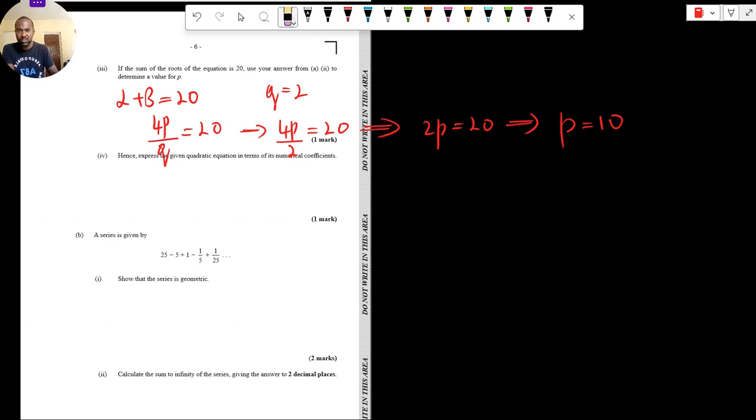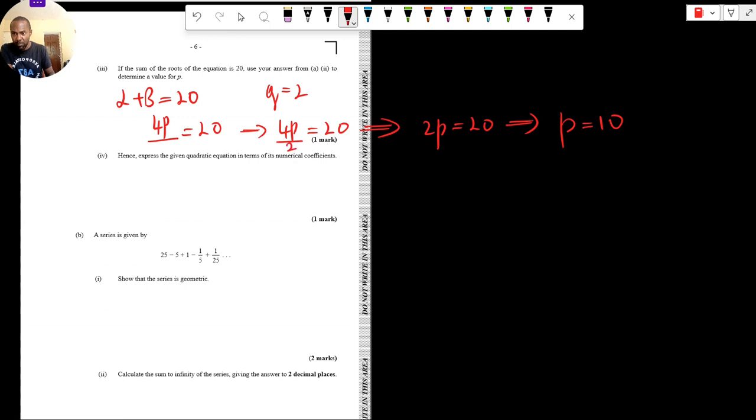And this corresponds to the information given at the beginning that p is actually a positive integer, right? All right, so part 4 now, the final part of this part of the question says, hence, express the given quadratic equation in terms of its numerical coefficients, right? So hence, express the given quadratic equation in terms of its numerical coefficients.